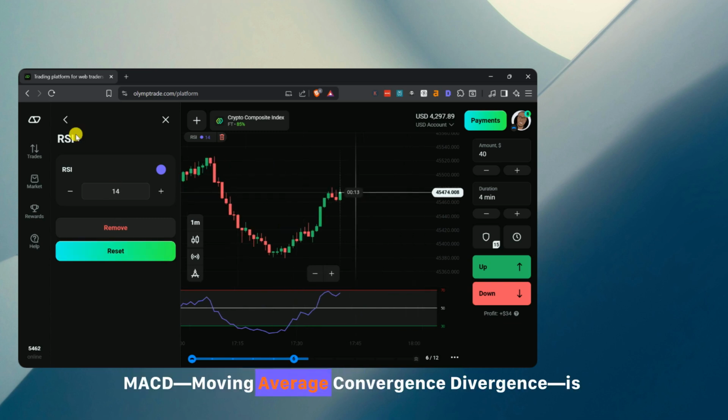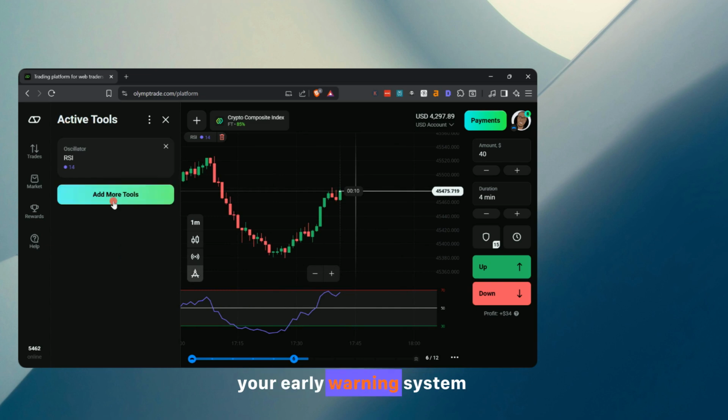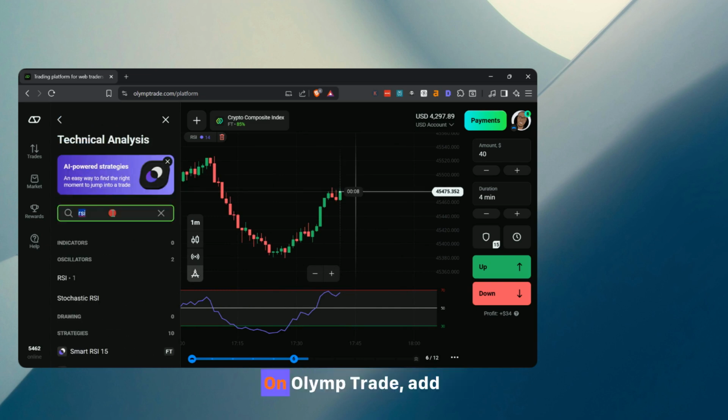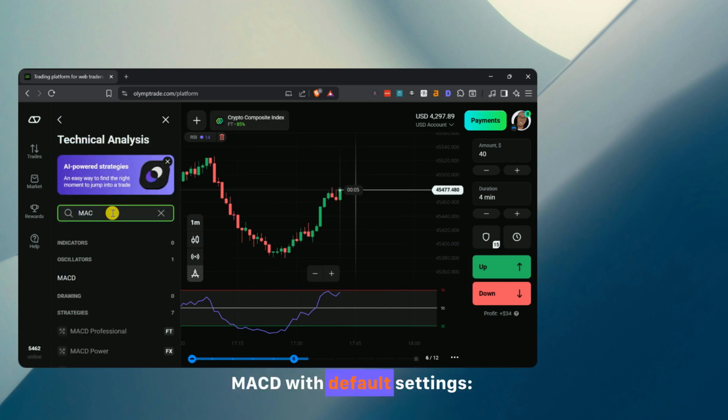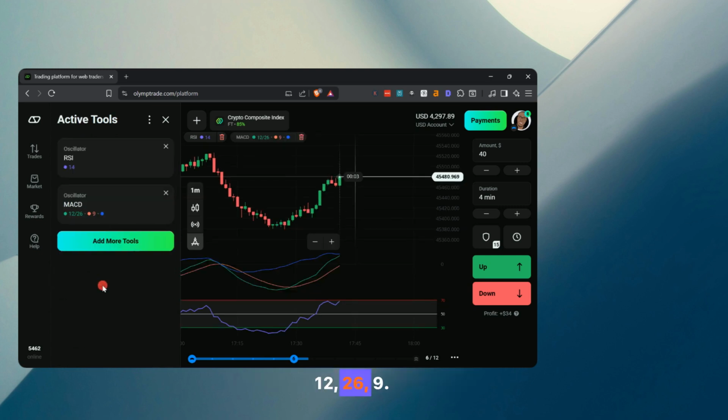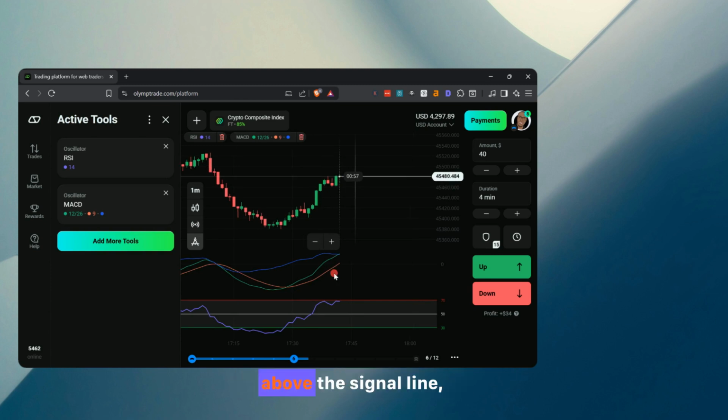MACD, Moving Average Convergence Divergence, is your early warning system for trend changes. On Olymp Trade, add MACD with default settings 12, 26, 9. You'll see 2 lines and a histogram. Here's what matters. When the MACD line crosses above the signal line, momentum is shifting upward. When it crosses below, momentum is going down.